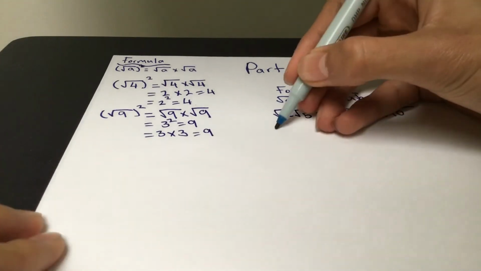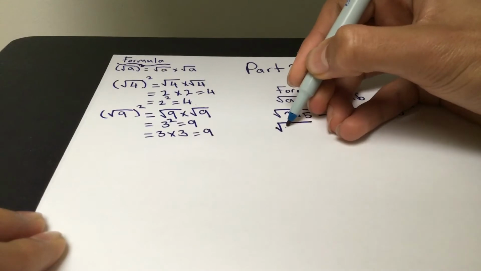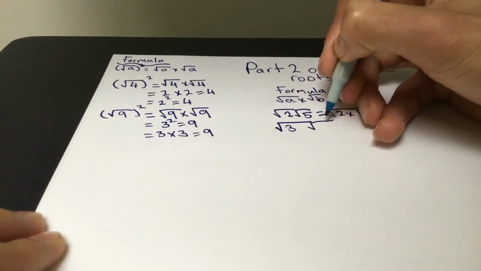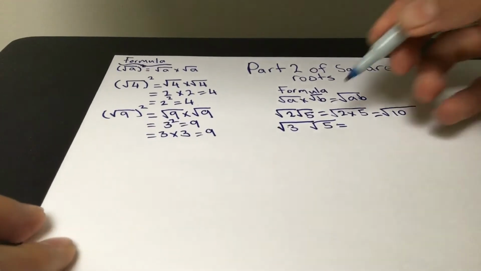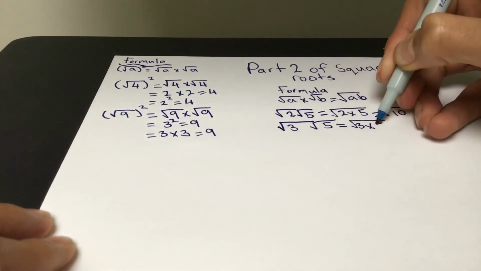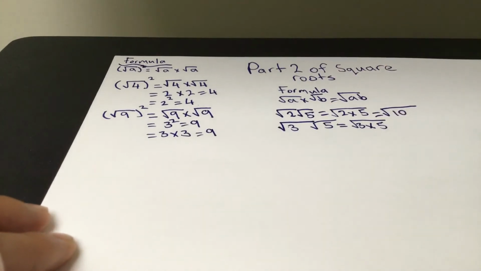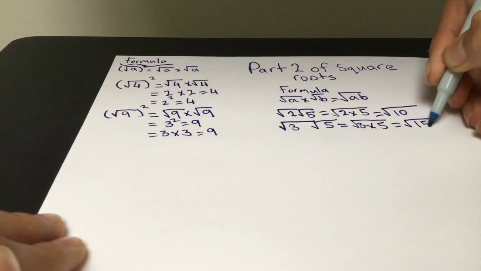Okay, let's move on to the next question. We're going to go square root 3 times square root 5. Okay, same thing. We're going to put it into this form, square root 3 times 5. Now 3 times 5 is 15, so it's square root 15.